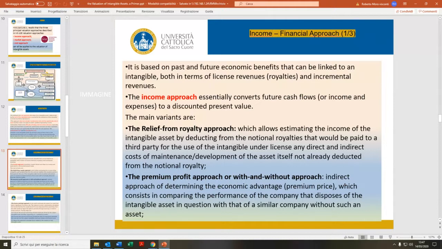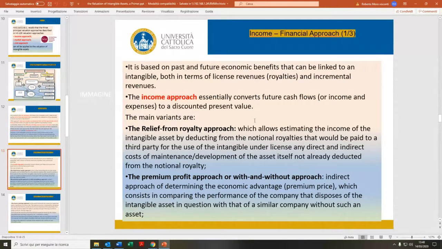And this income approach essentially is going to convert future cash flows or income expenses to a discounted net present value. We can forecast future cash flows and discount them using a discount factor that is going to incorporate risk. For example, if the future cash flows are represented by operating cash flows before payment of debt, then we have to discount these cash flows using the weighted average cost of capital. We can also have some particular variants of this income financial approach.